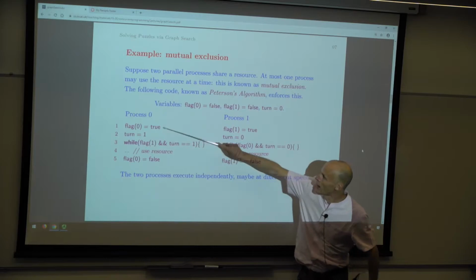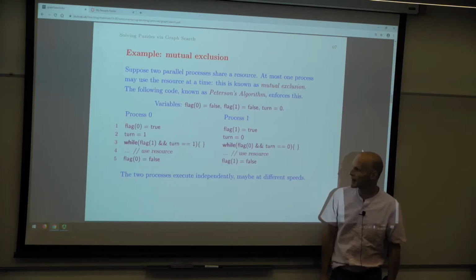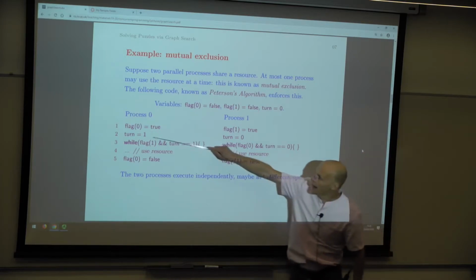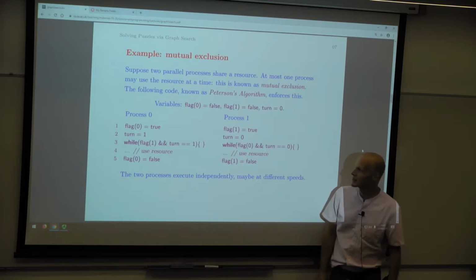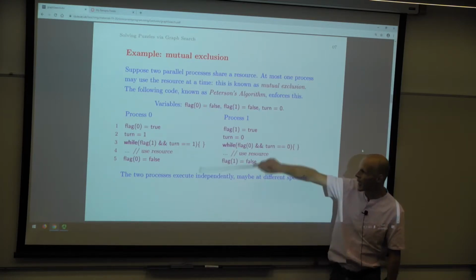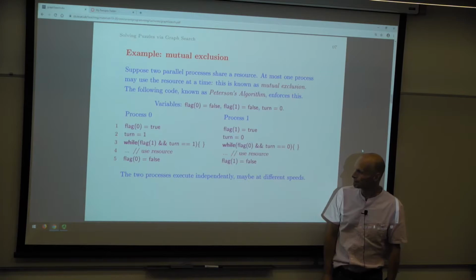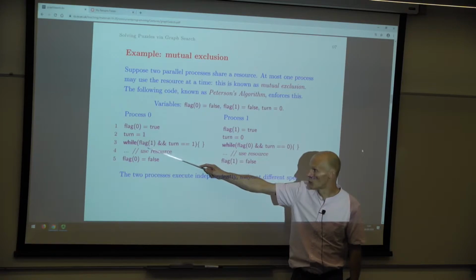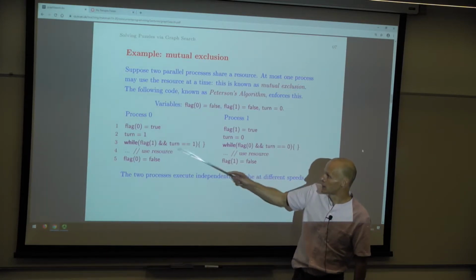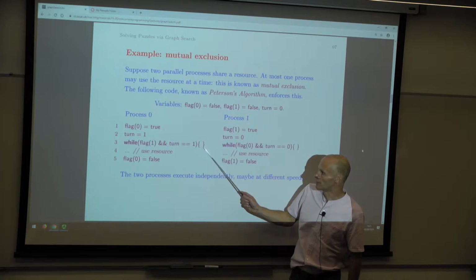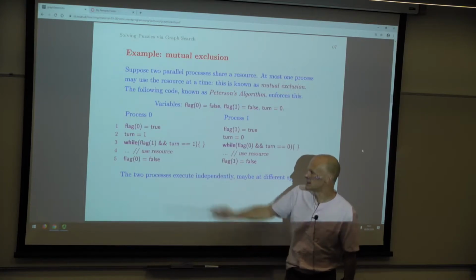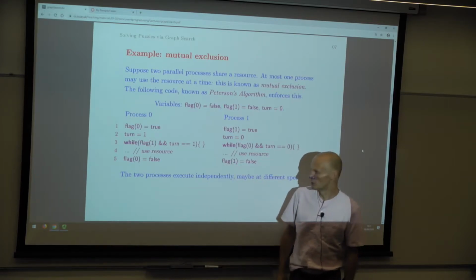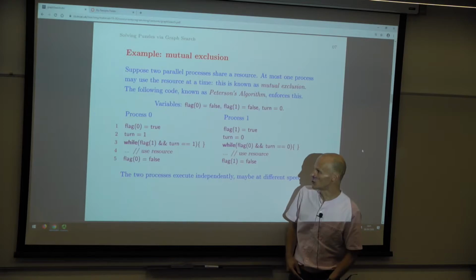Process 0 starts by setting its flag 0 to be true, to indicate that it's trying to access the resource. And it sets the variable turn to be 1, to indicate that the other process should have priority. It then has a loop. So while flag 1 is true, in other words, the other process is trying to access the resource, and turn is 1, it does nothing. So it will just loop around here, repeatedly testing whether flag 1 is true and turn is 1. If so, go back around the loop and try again. So it keeps looping until that condition is false.